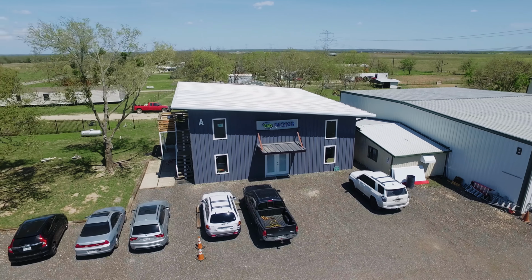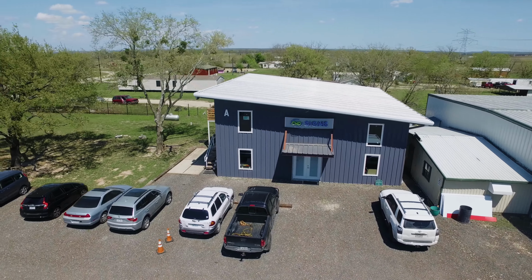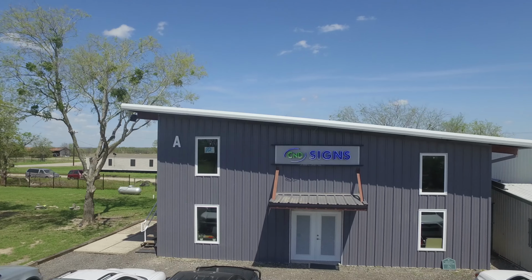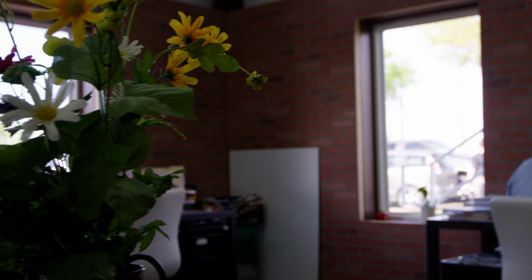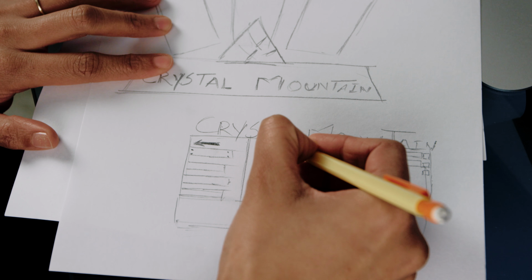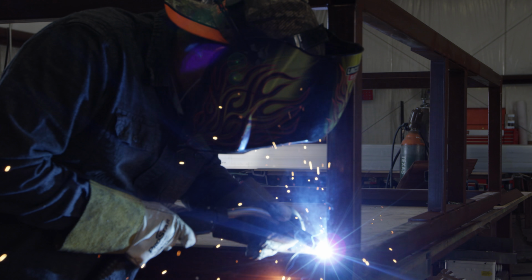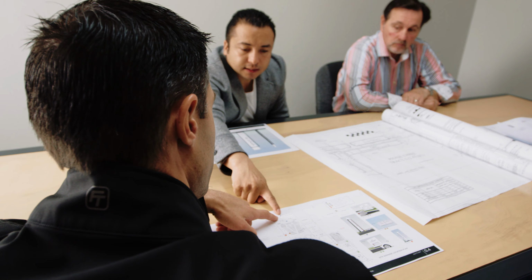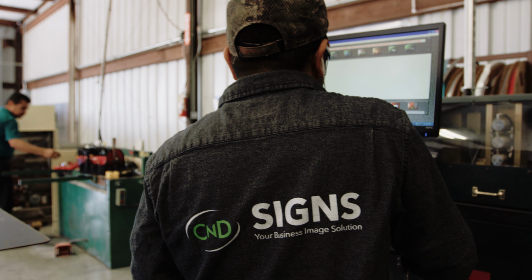Our founders established CND Signs with the intention of delivering services beyond what was offered by conventional sign companies. With over 40 years in the sign industry, the passion we have for design, our attention to detail, and the desire to exceed customer expectations has made us what we are today.